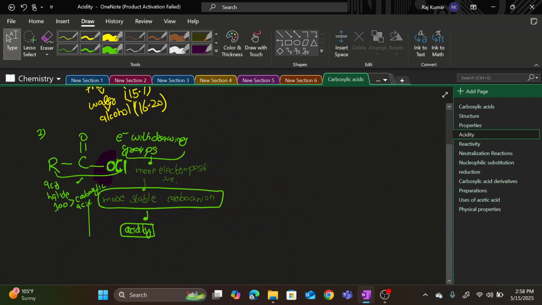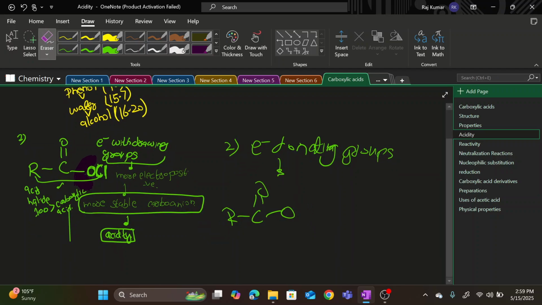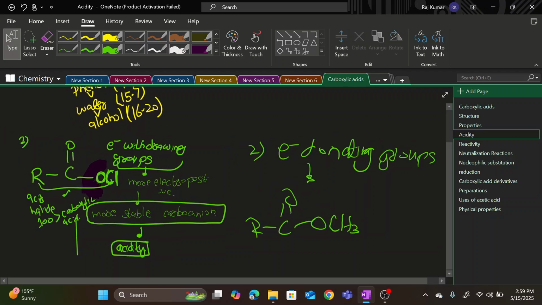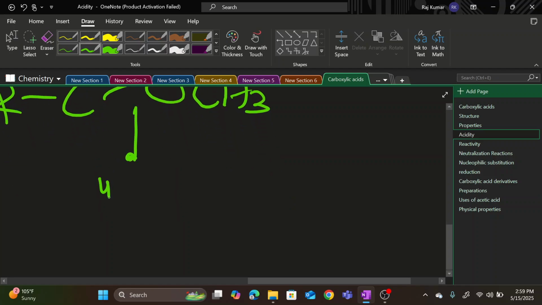Another important thing I'd like to share is about electron donating groups. Electron donating groups are going to have the opposite effect. Let's say I add a methyl group over here, instead of R: R C O and then OR. The methyl group is an electron donating group which will donate its electrons towards the oxygen, due to which it will become more electronegative and thus more unstable.